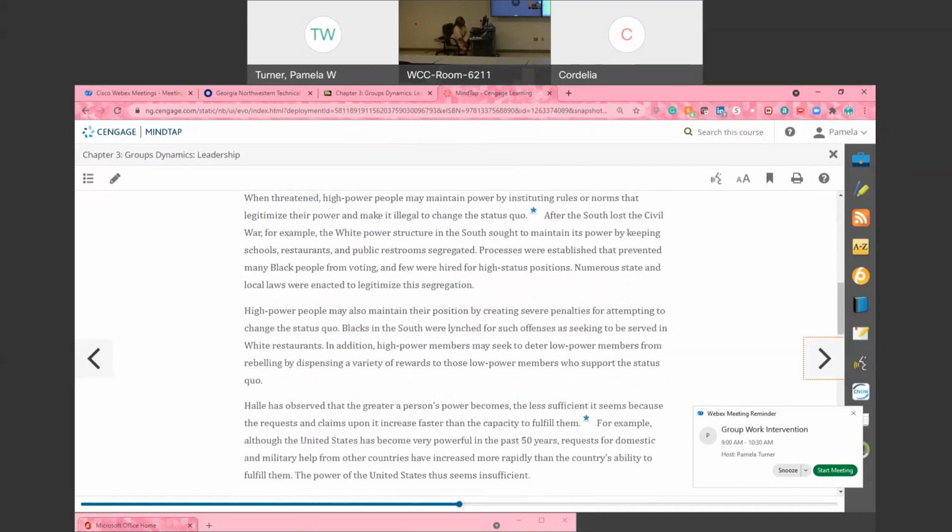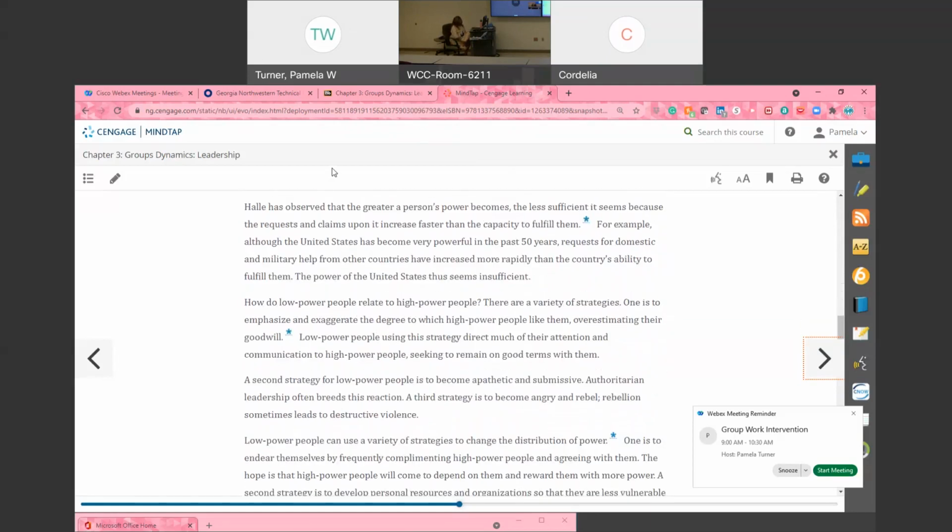High-power people may also maintain their position by creating severe penalties for attempting to change the status quo. Again, Black people in the South were lynched for offenses like seeking to be served in white restaurants, right? So they were lynched. The consequences were huge because the high-power people didn't want to let go of the power.